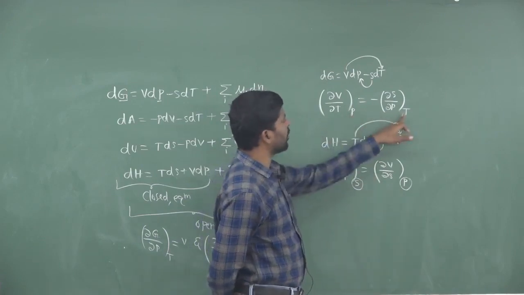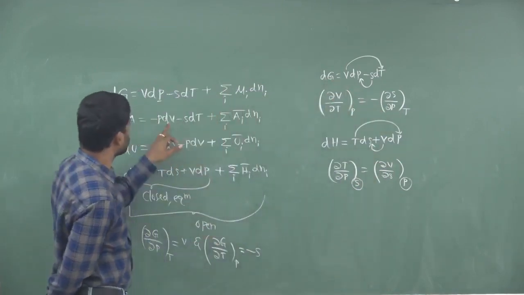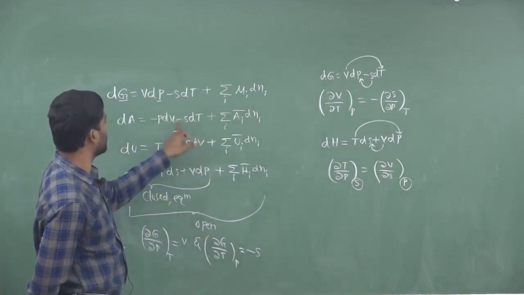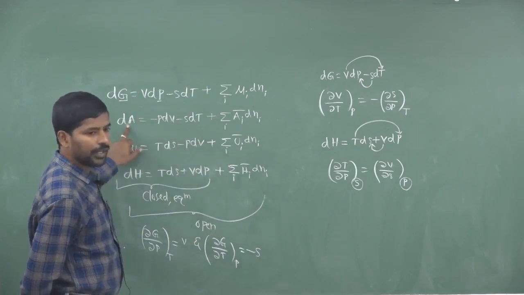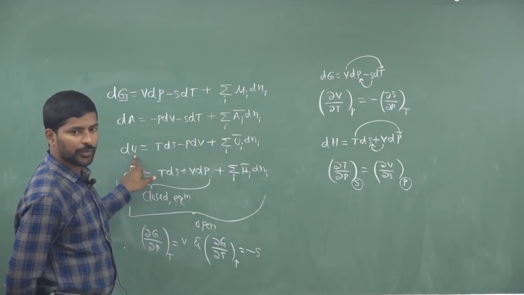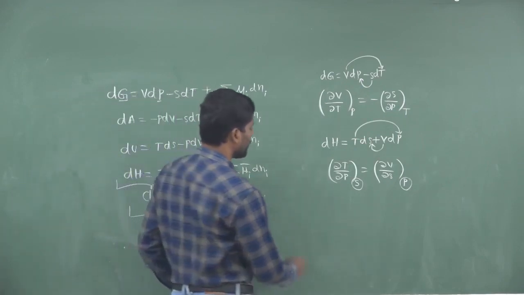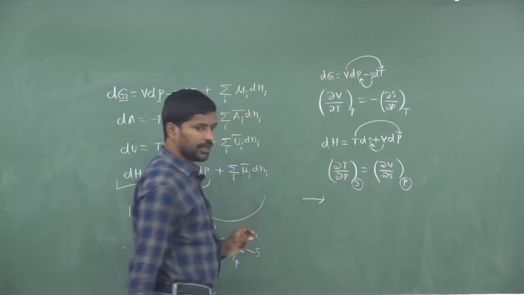If constants P, T are there, we have to verify the Gibbs equation for G. If constants V, T are there, we have to verify the Gibbs equation for A. If S, V are there, we have to verify the Gibbs equation for U and A. Okay, this is about Gibbs equations and Maxwell relations.